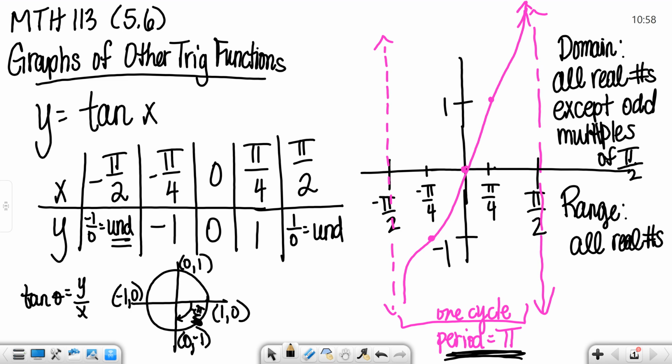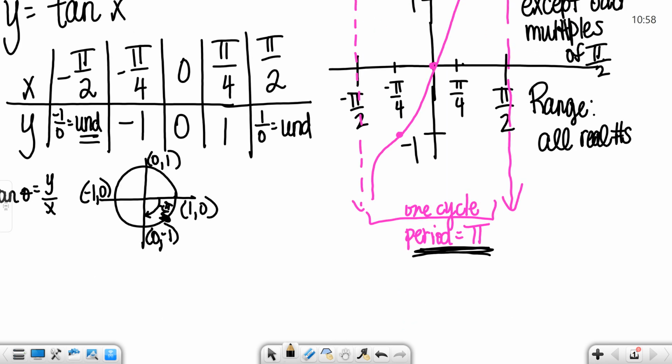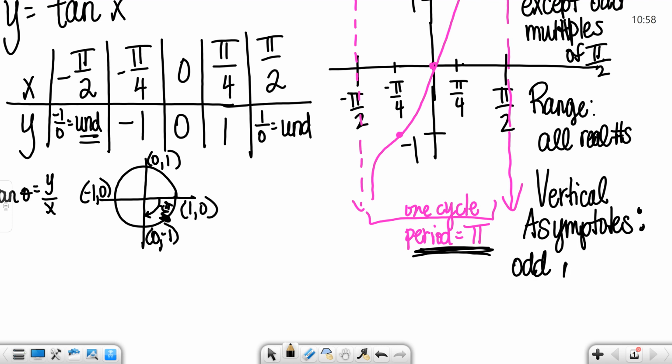So another super important idea about tangent is you're always going to have asymptotes, okay? And they're always going to be vertical asymptotes. So we always have vertical asymptotes. And on this original one, my vertical asymptotes are at those odd multiples of pi over 2. That's where they are. Like 1 pi over 2, 3 pi over 2, 5 pi over 2, the odd multiples.